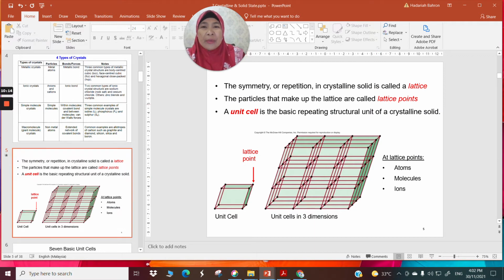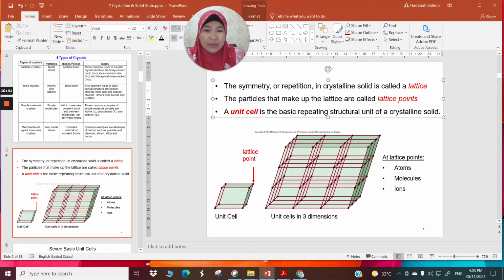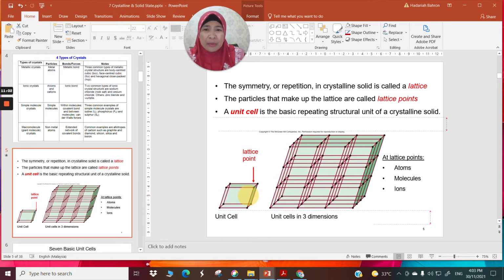And when we talk about crystals, you will come across a few terms. The term for symmetry or repetition in a crystalline solid is called a lattice. So this whole thing that I am pointing to, this big structure here, is called a lattice, where the particles that make up the lattice are called the lattice points. So these are the lattice points on each corner of the unit cell. And the unit cell is the basic repeating structural unit of a crystalline solid. So this is the unit cell, quite small. This looks like not a cubic, but probably an orthorhombic unit cell.